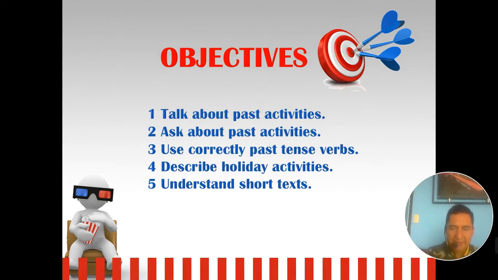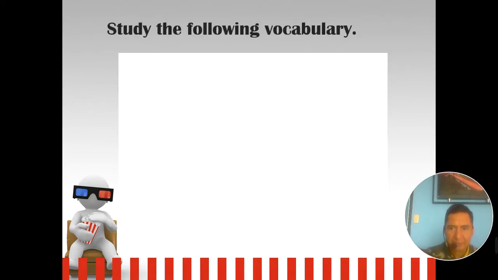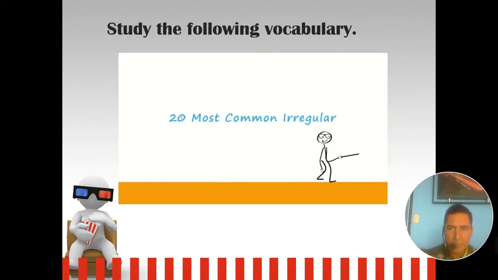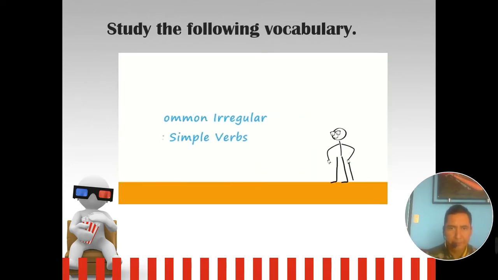Like I said at the beginning of the class, we are going to study past tense verbs, so it's important that you know verbs in past. So please study the following vocabulary. It has to do with past tense verbs, irregular verbs. 20 most common irregular present simple verbs.